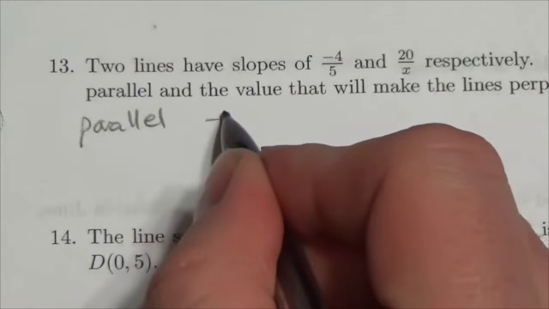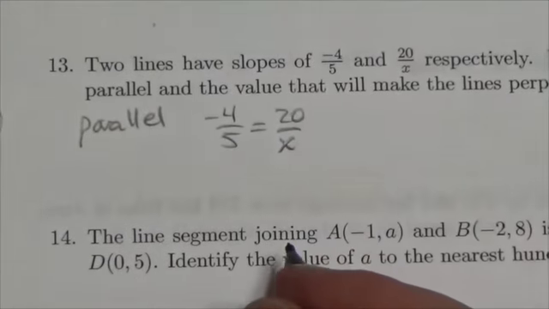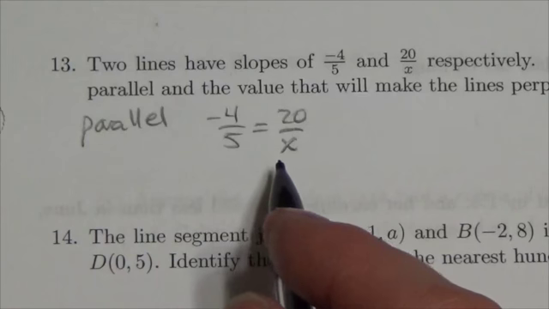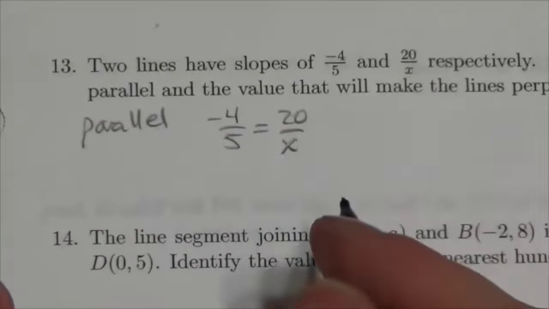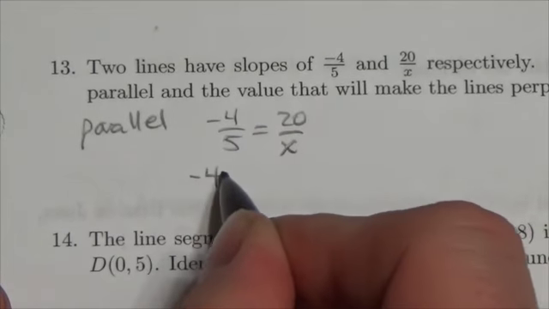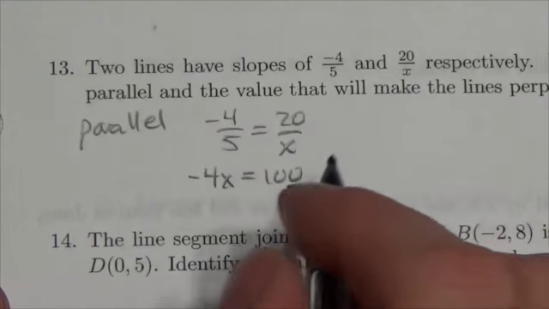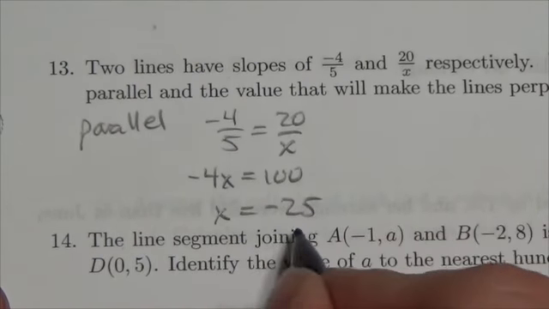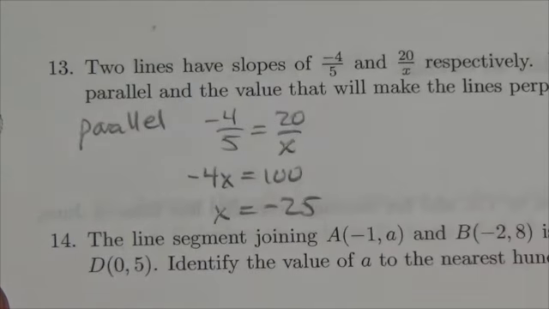what we know here is that these two slopes must be equal to each other. Now, we can do this a couple of different ways here, but I think most of you are going to default to a cross multiplication here. So -4x is going to equal 100, and then we're going to divide by that -4, and x would equal -25. So as long as x is -25, these two line segments will be parallel.